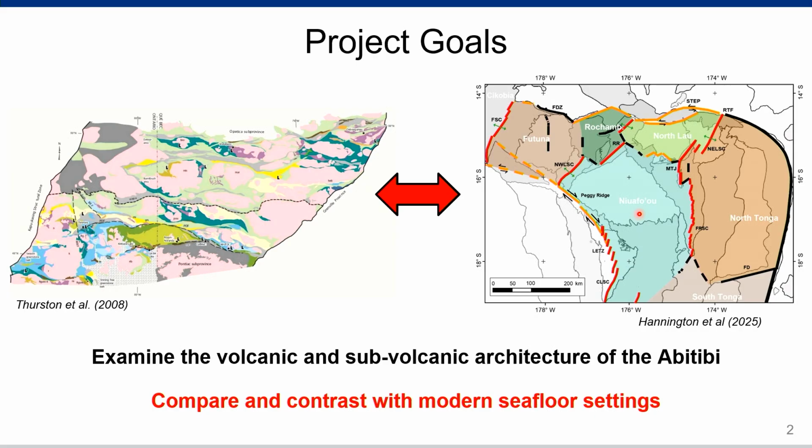So how do you do this? How do you go about comparing rocks that are 2,700 million years old to rocks that are only a couple million years old? Well, one of the things you can do is work with unified data sets. And for this, we can turn to geophysics.